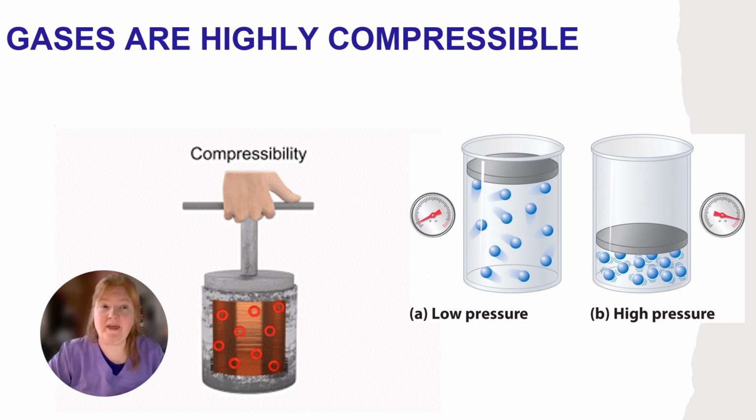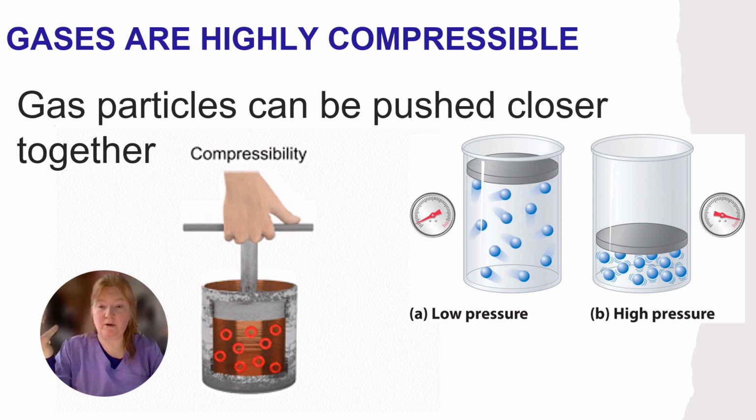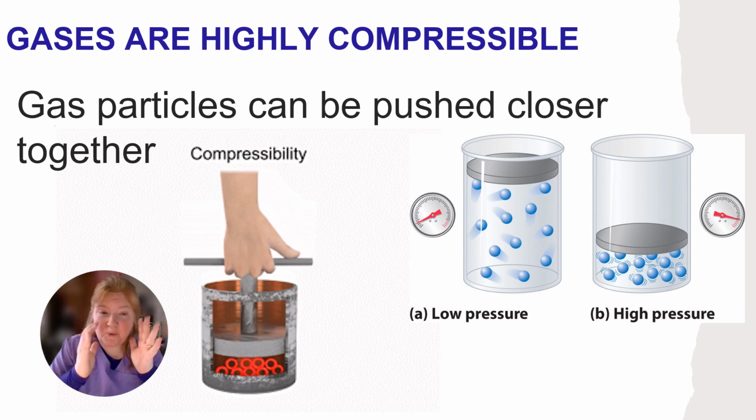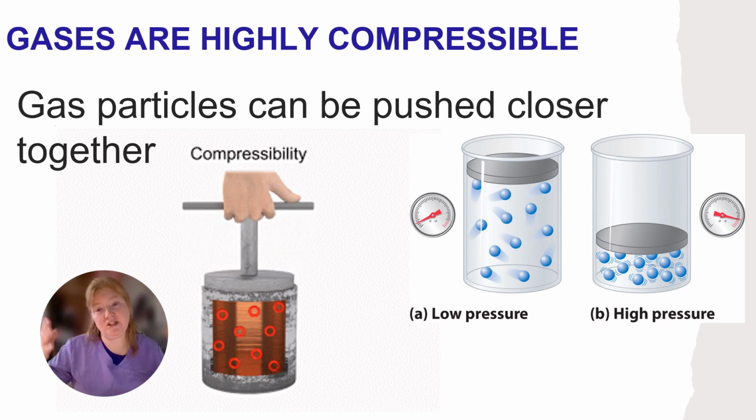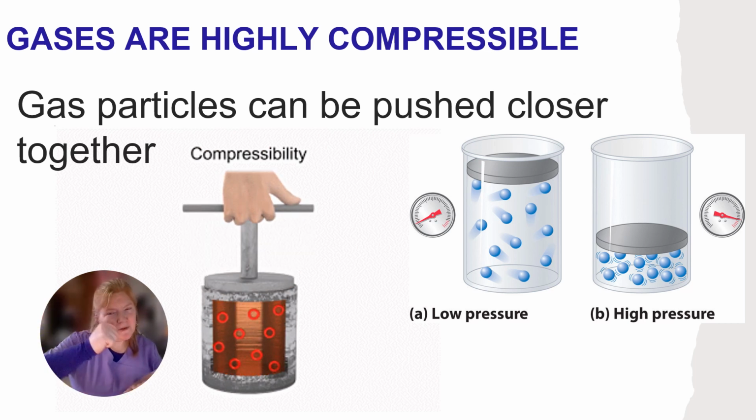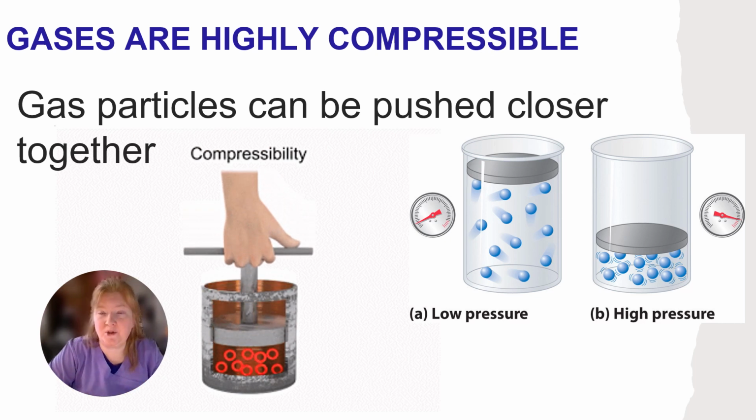And also, that means gases are highly compressible. So since the particles are far apart, we can squish them closer together. It's why you can get an oxygen tank that has far more oxygen in it, because you can squish those oxygen particles closer together.